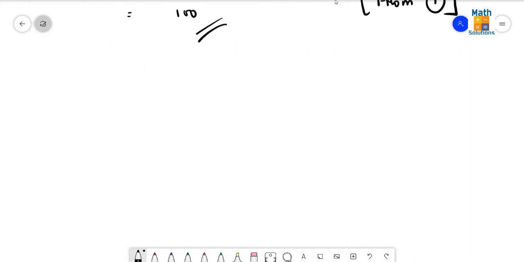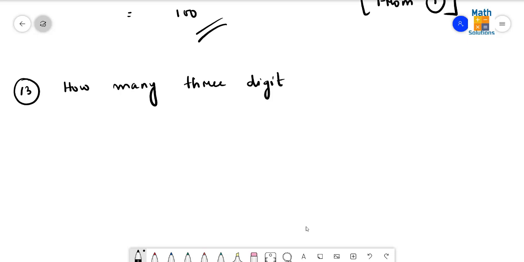Next, coming to the next question, it is question number 13. So in question number 13, what is given? How many 3-digit numbers are divisible by 7?